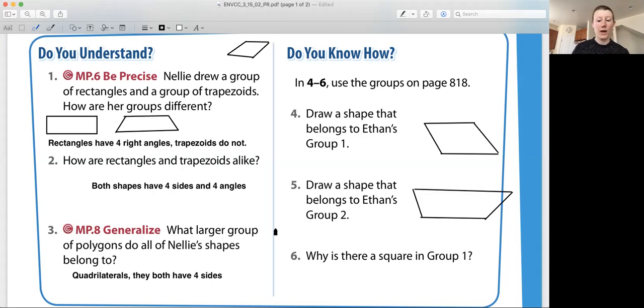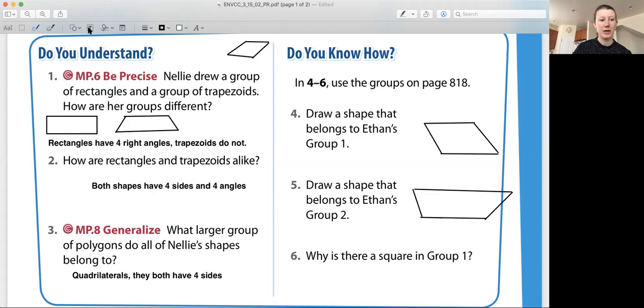Okay. Last question. Why is there a square in group 1? So remember that one of the rules of a rhombus is that all of the sides need to be the same length, okay? So a square also follows that rule. A square needs to have all of the sides be the same length. If I tried to put a rectangle in Ethan's group 1 with the rhombuses, would that fit? The answer is no, because even though it has parallel sides, it doesn't have sides that are all the same length, okay? A rhombus, all of the sides are the same length. If I were to measure them with a ruler, they'd all be the same length.